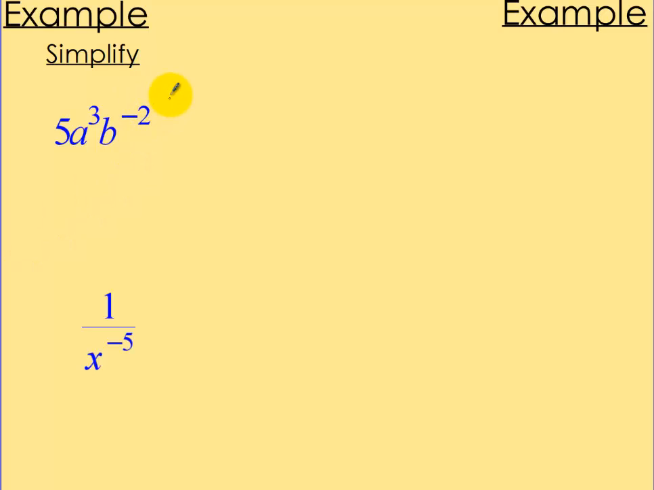All right, let's try some other examples. Pause the video. All right, these are a little different because there's variables here. So what I like doing is when I see 5a to the third b to the negative 2, this part is going to go to the bottom of the fraction and become positive. So the simplified form is 5 times a to the positive 3 over b to the positive 2.